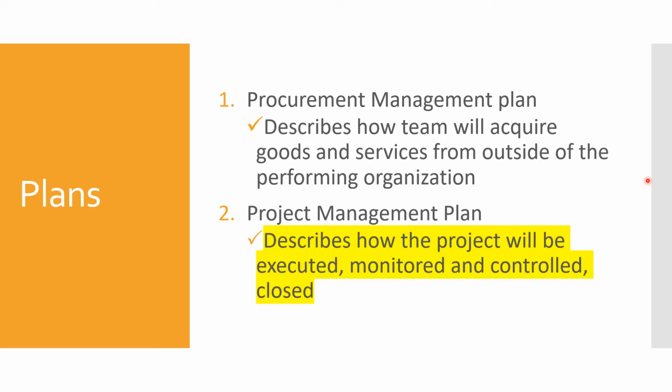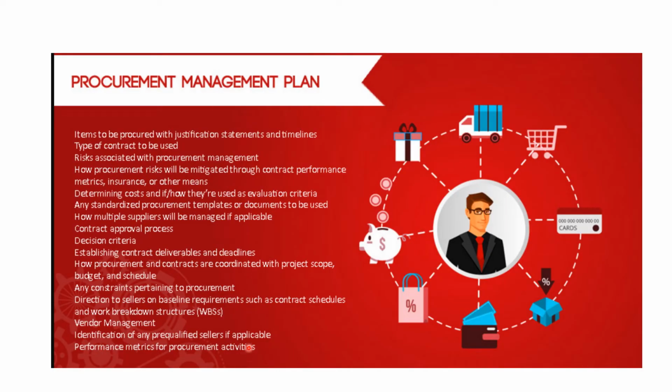The project management plan talks about how the project will be executed, monitored, controlled, and closed. It may be overarching, combining all the other individual plans like procurement and communication. This is an example of a procurement management plan: the type of contract to be used, the metrics, decision criteria, and how the procurement contracts are coordinated. All that information it talks about, including vendor management.